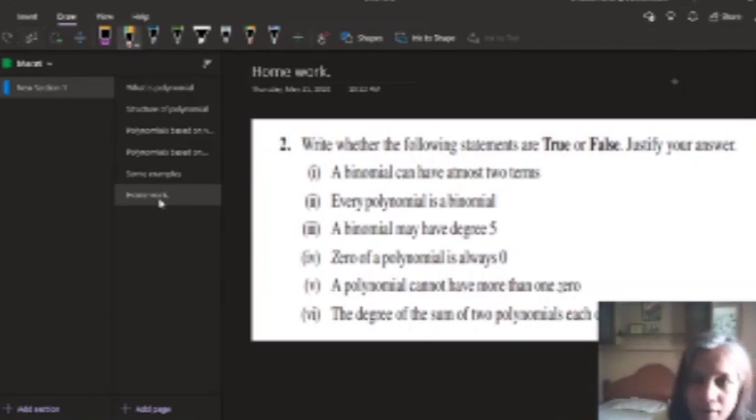Now it is time to get to some work. Write whether the following statements are true or false and justify your answer. I am not going to solve these examples for you because I am assigning this as homework for you to do at home. When you come to my next class, you have to have all these examples solved. Otherwise, you just wait for my next class. In the next class, first I'm going to solve these homework examples, then I'll move to next exercise.